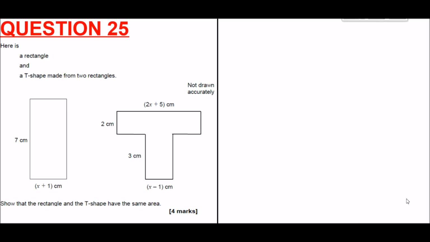Question 25. We've got two different shapes, a rectangle and a T-shape, which is made from two different rectangles. What we need to do is to show that the rectangle and the T-shape have the same area. And so what we can do here is just consider the two shapes separately. So first of all, just think of a rectangle.